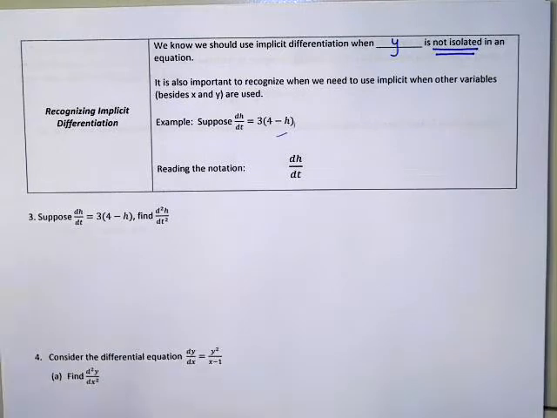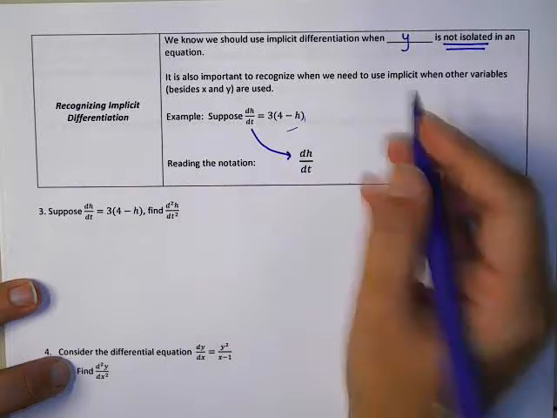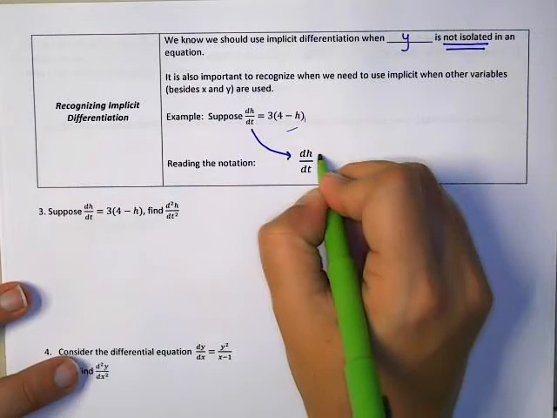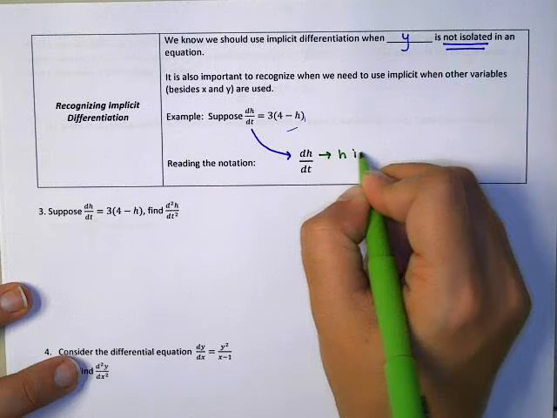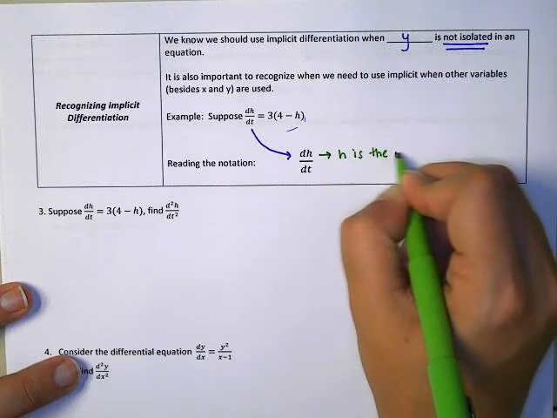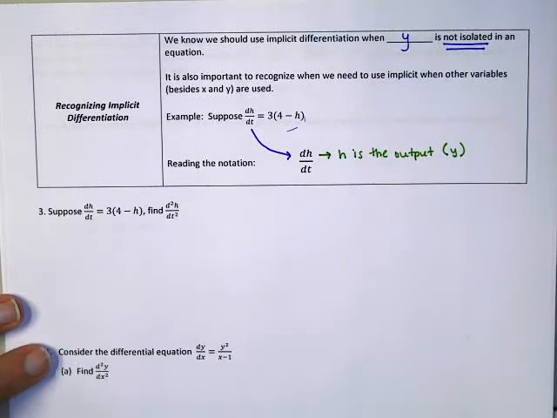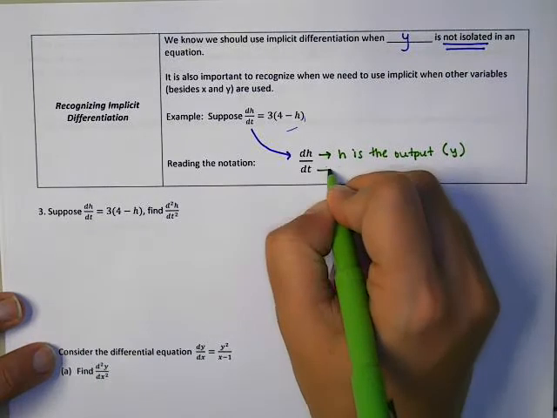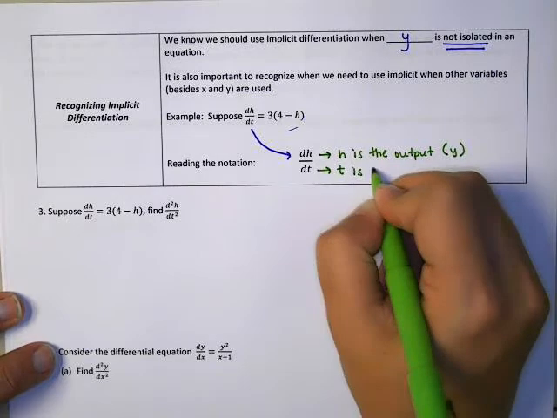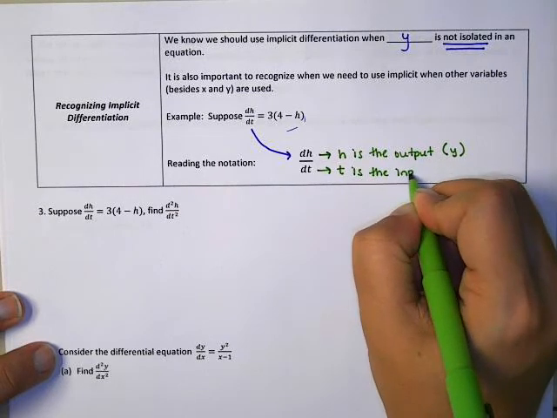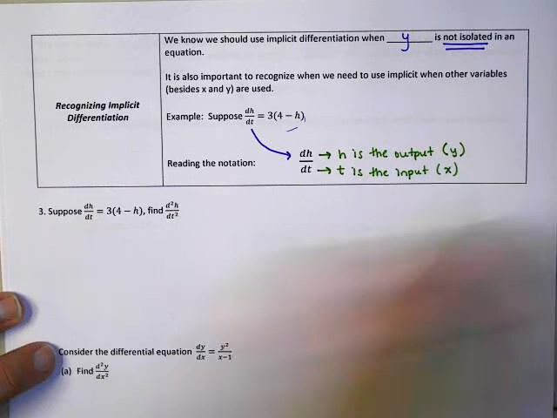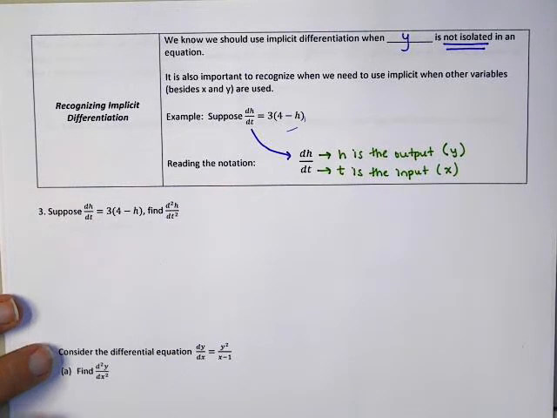dh over dt equals 3 parentheses 4 minus h. If you read this notation, this h being on the top tells me that h is the output variable, which means it's acting like a y in this equation. And it tells me that t is the input variable, which means it's acting like an x in this equation. I can tell that because our output variables are always on the top and our input variables are always on the bottom, change in y over change in x.